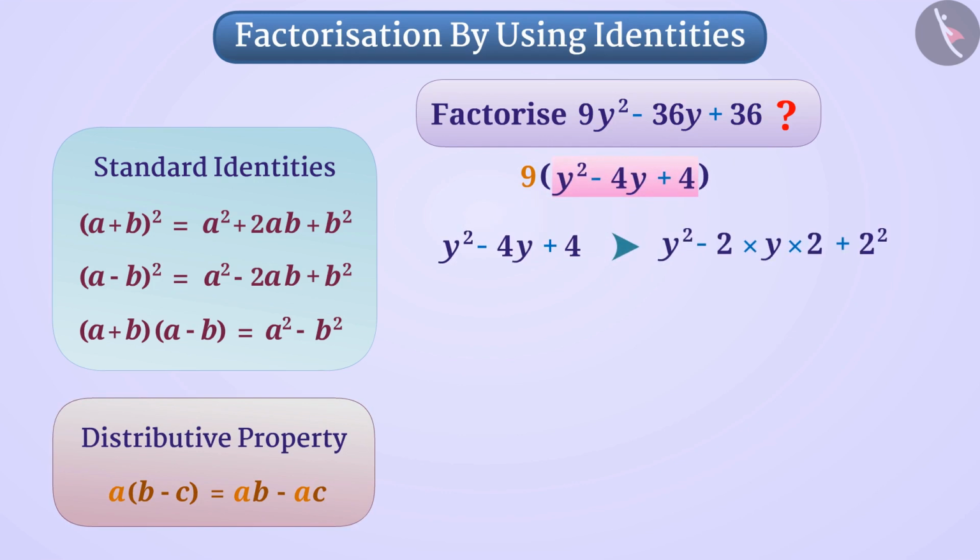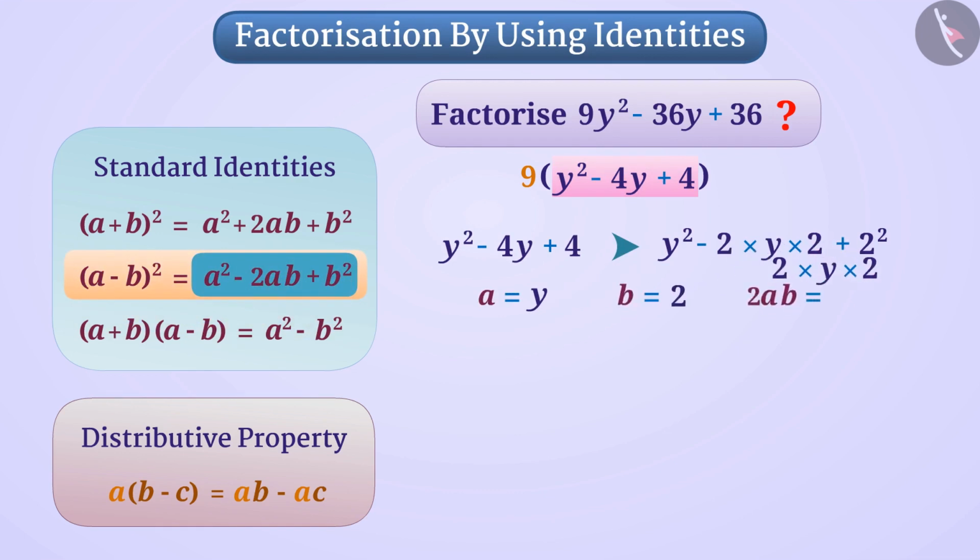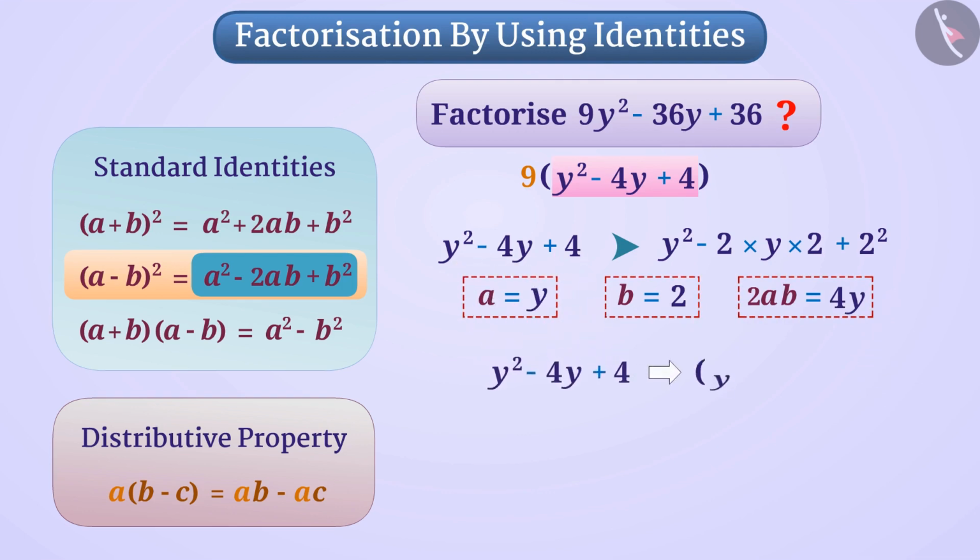In this way, we see that the expression inside this bracket corresponds to the right side of the standard identity, where a is equal to y, b is equal to 2, and 2ab is equal to 2 multiplied by y multiplied by 2, that is 4y. Therefore, we can factorize this expression as (y minus 2) whole square. Thus, this gives us the factorization of the given expression like this. We can also write it like this.